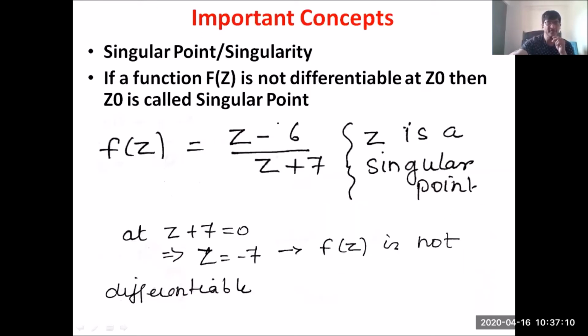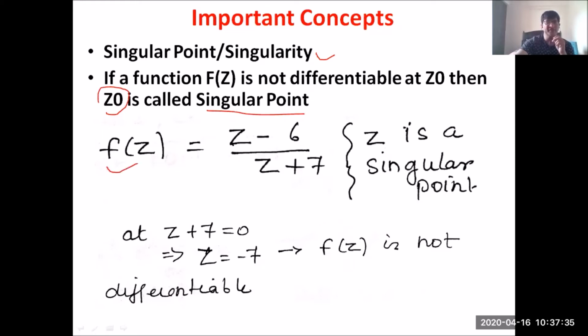So before taking a few examples, let us also study a few important concepts. The first is the singular point, or we call it the singularity concept. If a function f(z) is not differentiable at a point z0, then that z0 we call a singular point. So let us define an example.